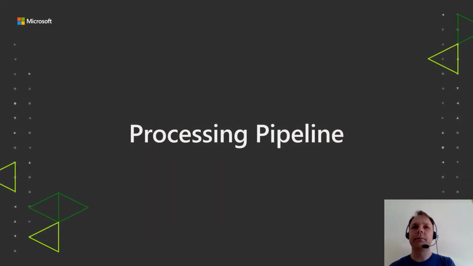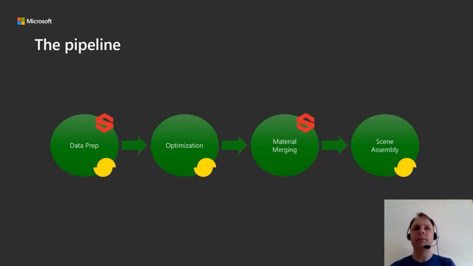So let's look at the processing pipeline that was used to create that model. It has four stages: the data prep, optimization, material merging, and scene assembly.